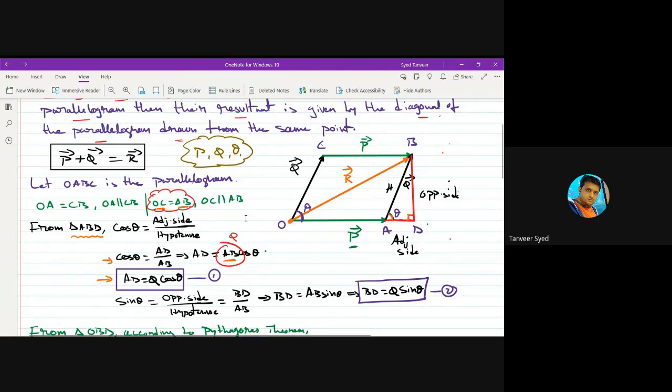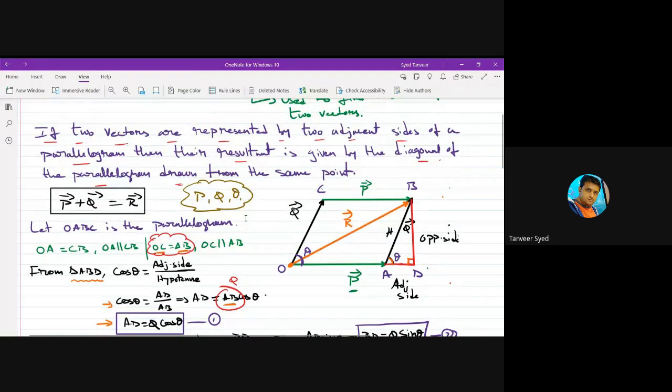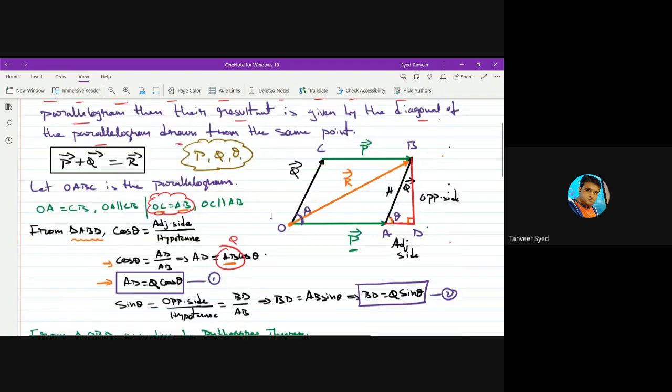Then according to parallelogram law, if you represent these two vectors by two adjacent sides of a parallelogram, then their resultant is given by the diagonal of the parallelogram drawn from the same point.